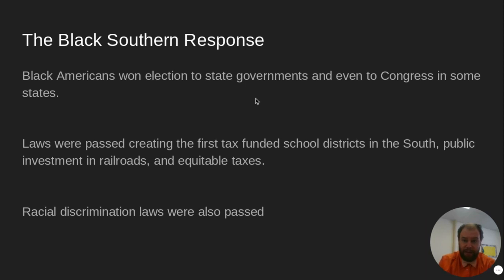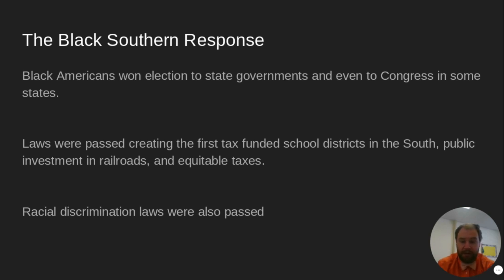Now, the black Southern response was fantastic. Black Americans won election to state governments and even to Congress in some states. Laws were passed creating the first tax-funded school districts in the South. They publicly invested in railroads and other infrastructure, and they created more equitable tax codes for the South.